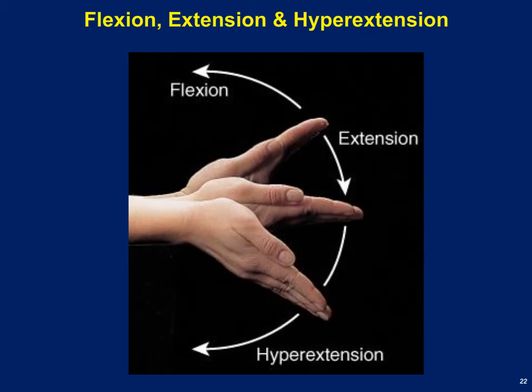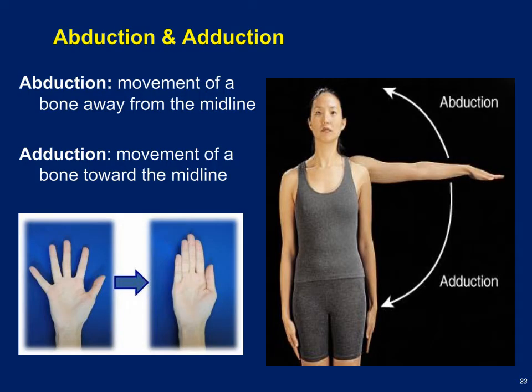So look at this. We can even flex, extend, and hyperextend the phalanges in the wrist. So flexion is when the fingers come inward. For example, you're telling somebody to back the car up. Extension is when your fingers are in normal anatomical position, and you can hyperextend them just a little bit and also hyperextend the wrist.